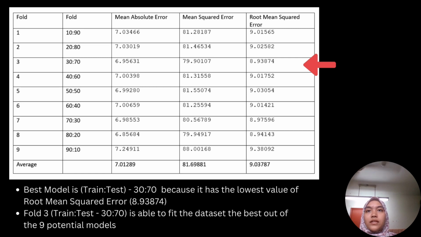And then as you can see, the best model is train test 70%, which is the third fold, because it has the lowest value of the root mean squared error, which is 8.93874. And then fold 3, which is the 70%, is able to fit the data set the best out of the 9 potential models.